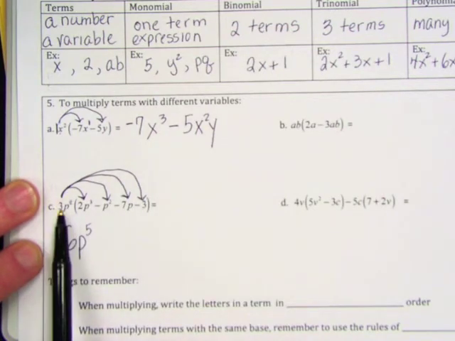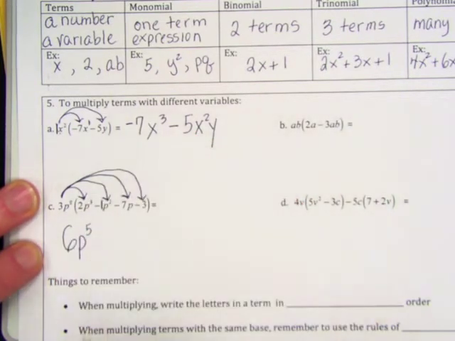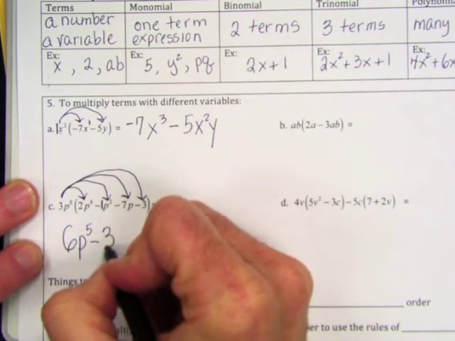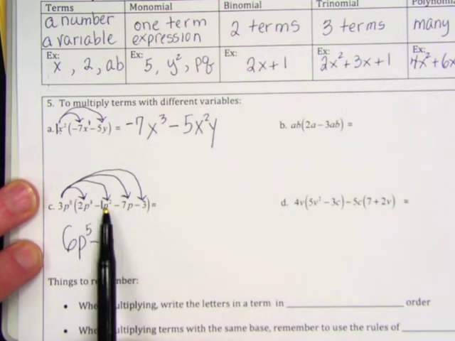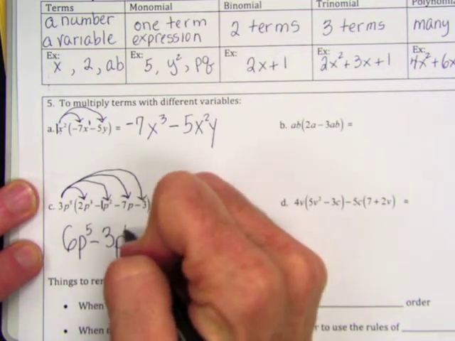Then we will take 3p squared and multiply by negative p squared, and there's like a 1 in front of that, so you need to remember that. So 3 times the negative 1 is going to be negative 3. P squared times p squared, we're going to add our exponents, and that's going to be p to the 4th.